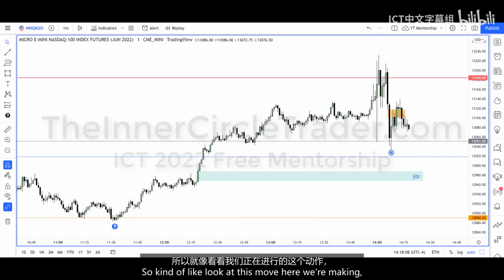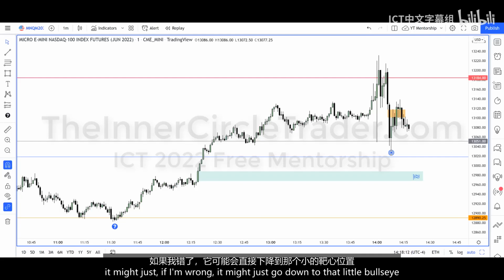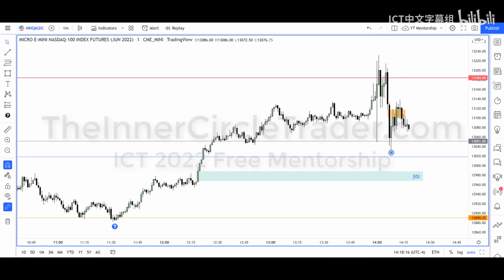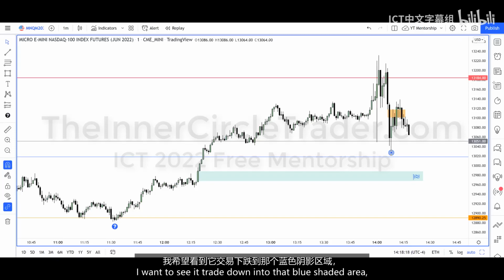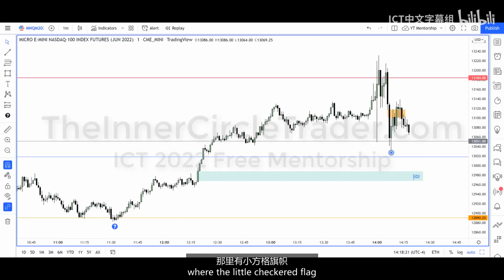Look at this move we're making, and if it can drop down to that blue shaded area, it might, if I'm wrong, just go down to that little bullseye and then run higher from there. I'm hoping it doesn't do that. I want to see it trade down into that blue shaded area where the little checkered flag is, because that's the end of the race for bears. They get into that, then it should start the real move higher, running Tuesday high.